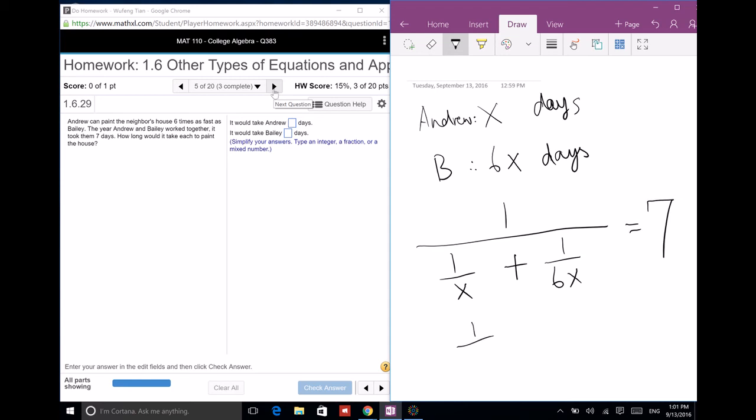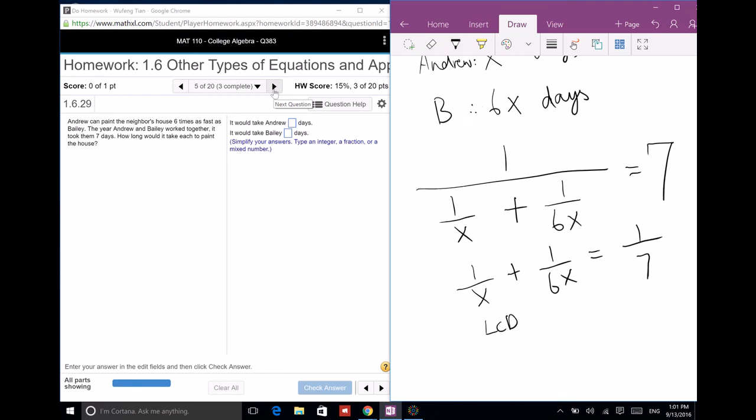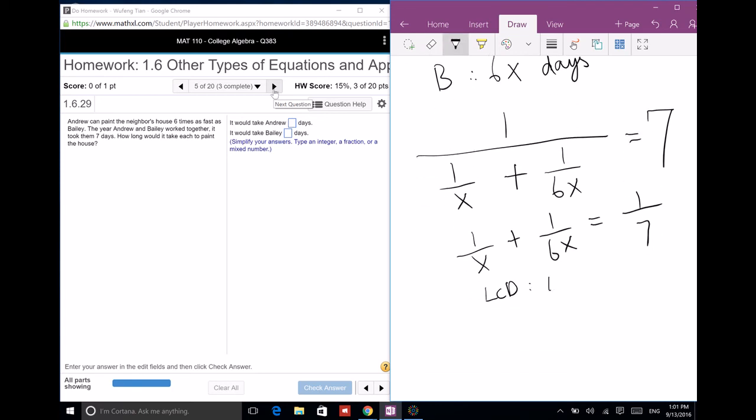So basically we have 1 over x plus 1 over 6x equals 1 over 7. And solve that. Multiply everything by 6x. Actually, you should not multiply by 6x, but by 42x. So the LCD is 42x.